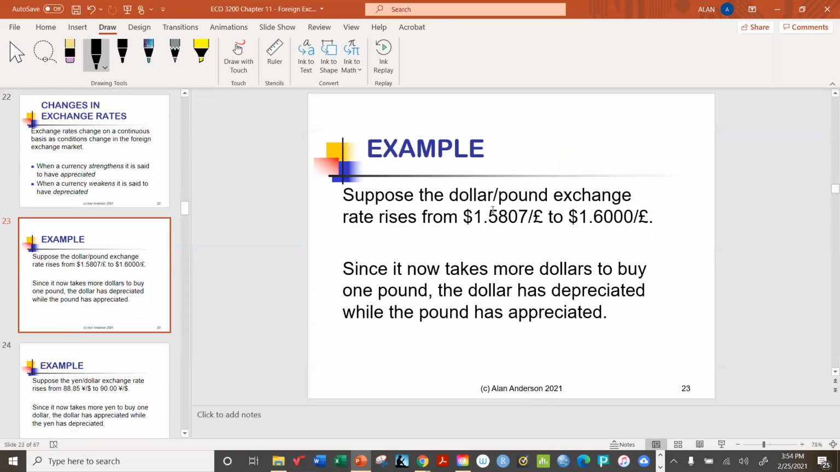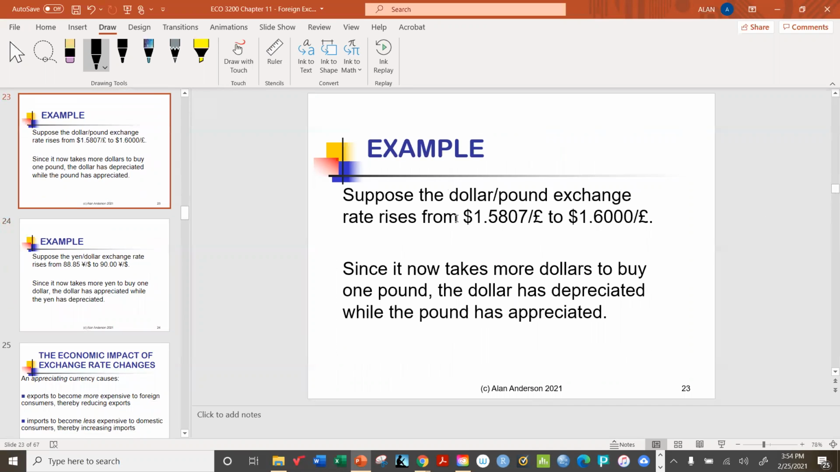And let's say that all of a sudden, the exchange rate between the dollar and the pound goes from $1.5807 per pound up to $1.60 per pound. Well, which currency just got stronger and which one got weaker? Well, the logic here is this. It now takes more US dollars to buy a single British pound. And so therefore we say that the dollar has gotten weaker against the pound, or it has depreciated.